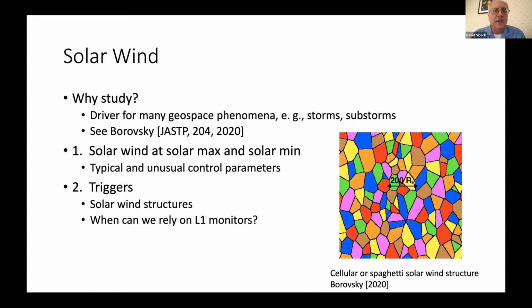And why should we study the solar wind? Well, it's a driver for many geospace phenomena, for example, storms and substorms. There is a great review article by Joe Borovsky, which I would like to refer you to. What I have time to talk about today is the solar wind at solar max and solar min, and the control parameters that it exerts on the magnetosphere, and triggers in the solar wind, and how confident we are or how unconfident we are about whether they come to the Earth. This beautiful picture on the right shows the kind of cellular or spaghetti structure of the solar wind as illustrated by Joe Borovsky in that article.